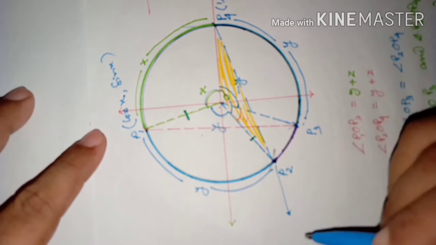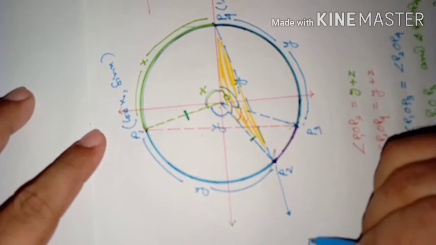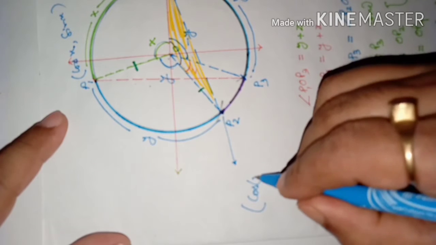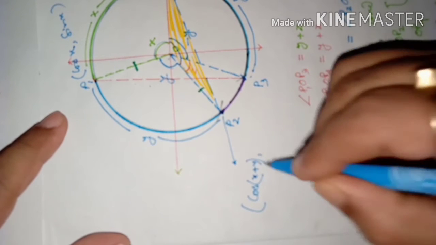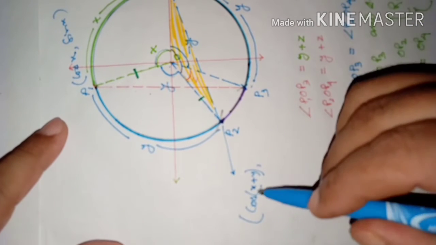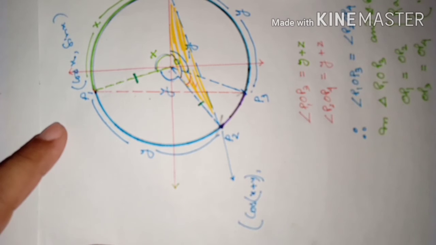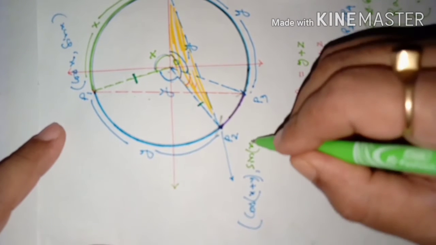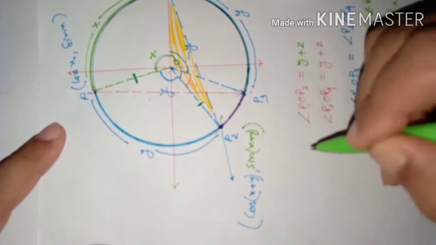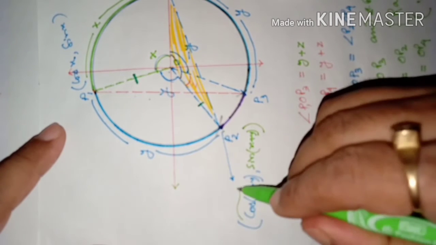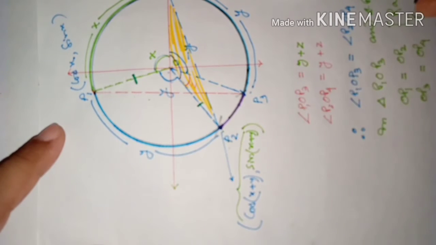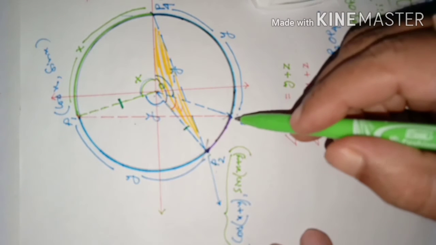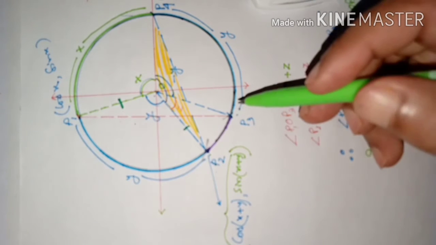This point's coordinates will be cos of (x plus y), comma, abscissa this one, and ordinate will be sine of (x plus y), bracket closed. So this is the coordinate of the point P2. Okay, dear students, clear? Next, come to the point P3.